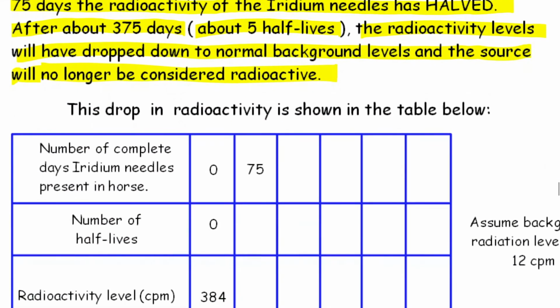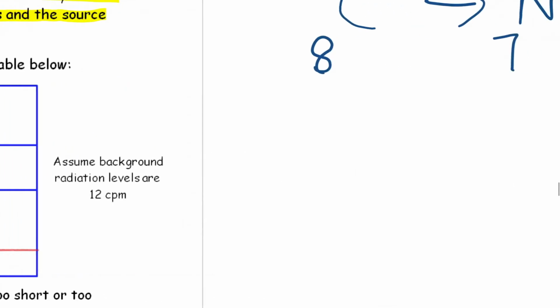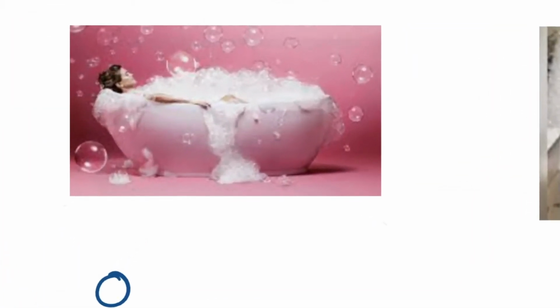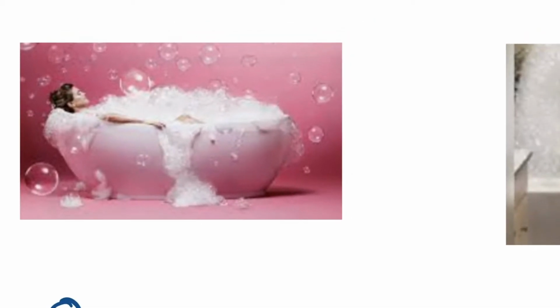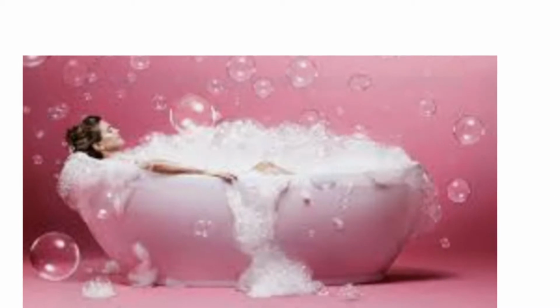Now, before we fill this table in, I just want to introduce this concept of half-life. I made a few notes here. You can see this lady in the bubble bath. Now you can think of half-life this way. If you poured yourself a bubble bath and there were 1 million bubbles in this bubble bath, and you were able somehow magically to count each one of these bubbles.